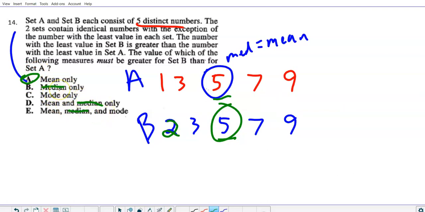Mode is the most common. It doesn't have a mode. It's all different numbers, so it can't be the mode. It's got to be the mean.